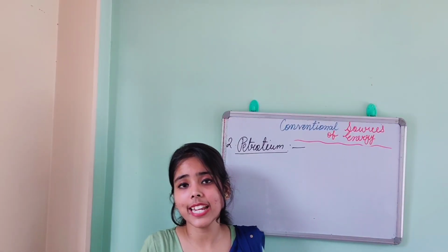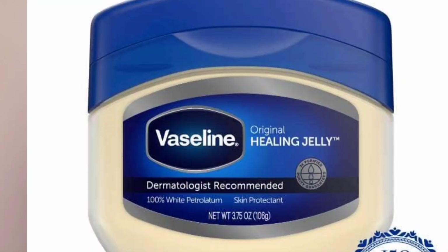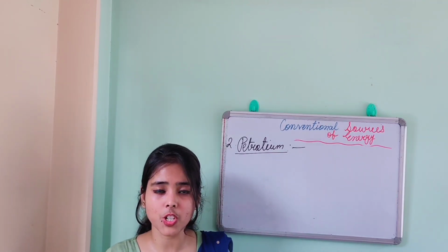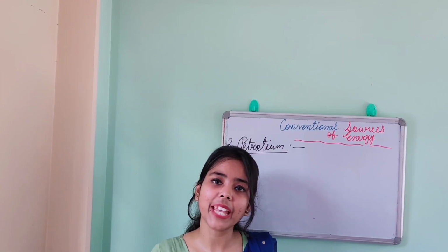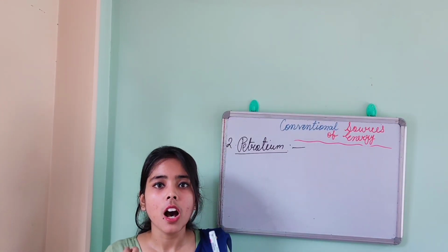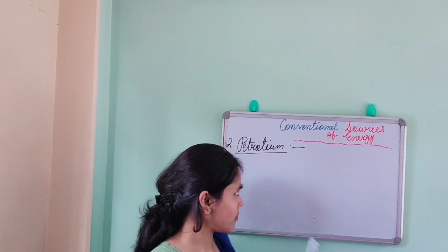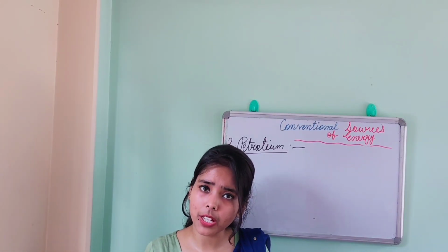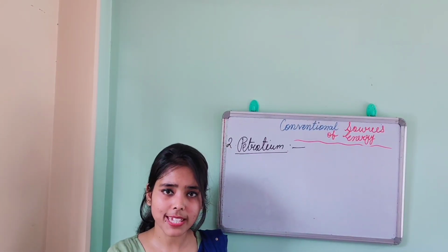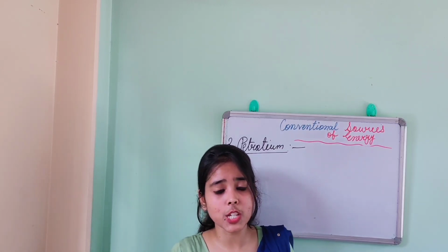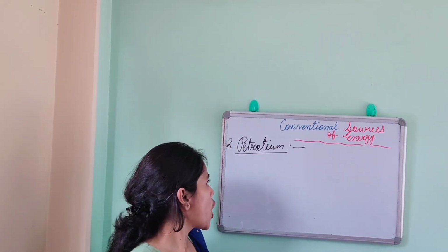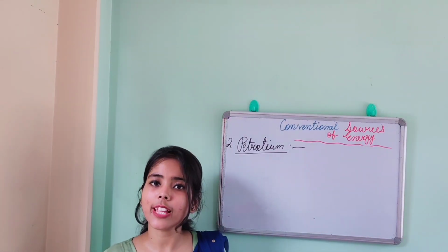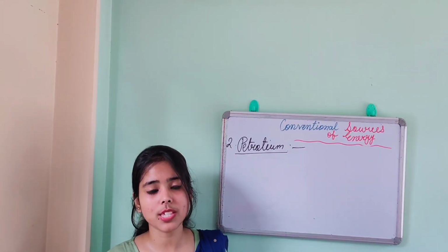We use in our day-to-day life the Vaseline. That is also known as petroleum jelly, which is a byproduct of petroleum. So the byproducts of petroleum are generally used as a raw material in petrochemical industries. And the most important raw material used in the petrochemical industry is naphtha. Okay. So this is all about the uses of petroleum.